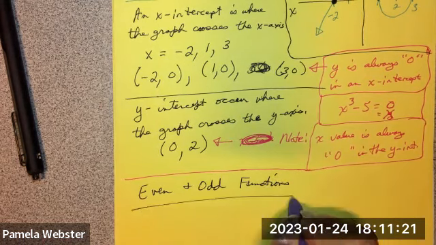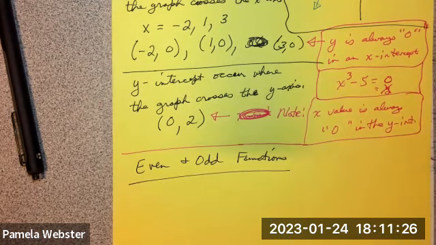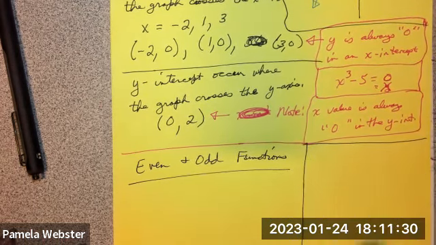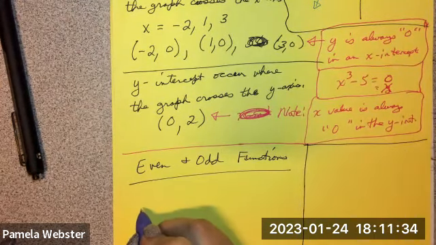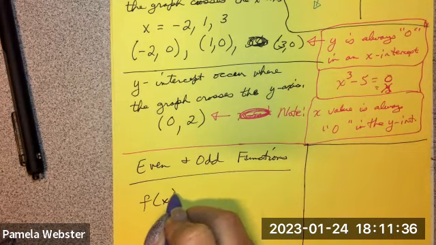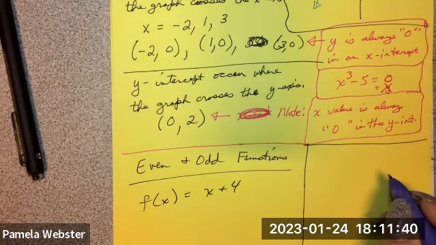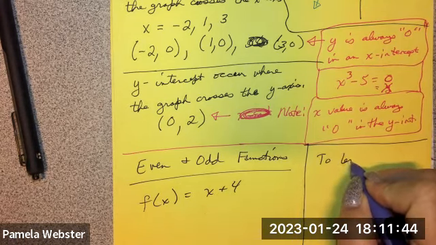Okay, so even and odd functions. These actually have rules as well. So let's take a look. What we're going to do is start out with something like f of x equals x plus 4. And we're going to test for even or odd.